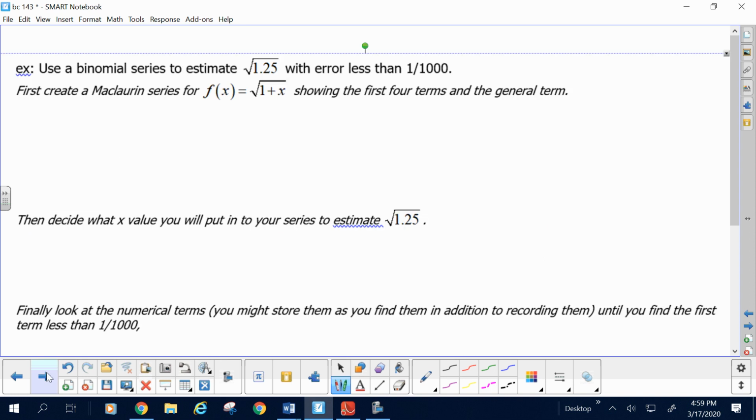All right. Now then, let's talk about how to use this. Say I wanted to estimate the square root of 1.25, and I want it with great precision, error less than 1,000th.